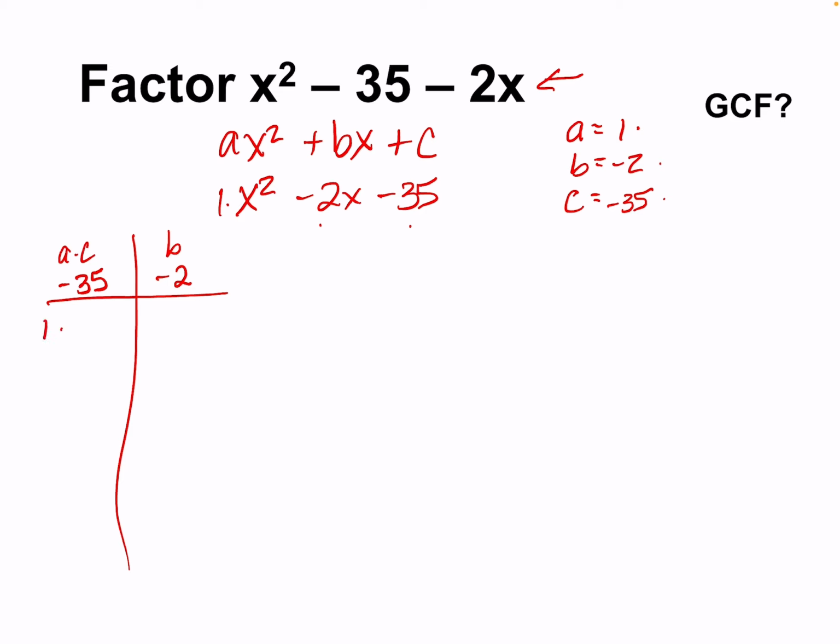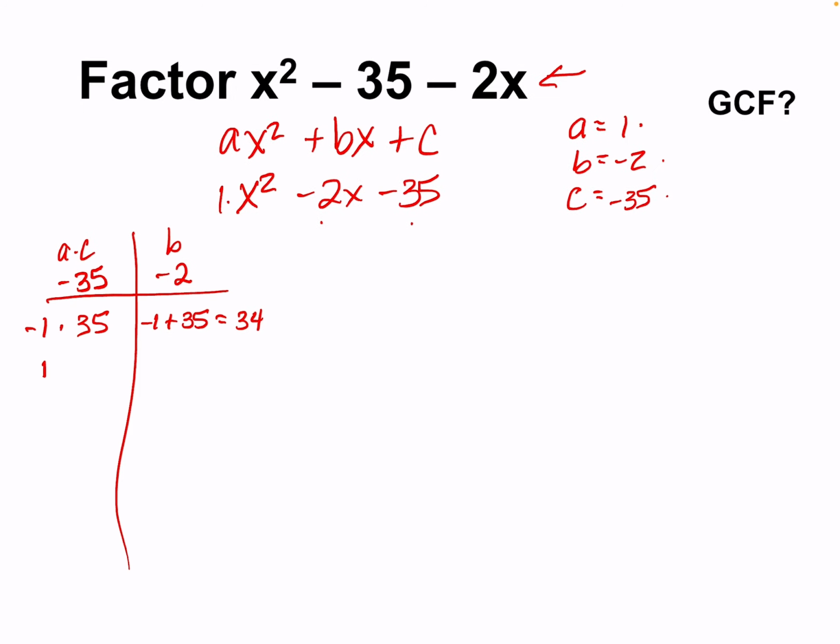That could be 1 times 35. Now when I add those together, actually, no. 1 times 35 is not negative 35. What if it was negative 1 times positive 35? That'd give you negative 35. All right. Well, let's see what happens when we add the two numbers together. What's negative 1 plus 35? That's positive 34, and we're looking for a negative answer. What are we going to do?